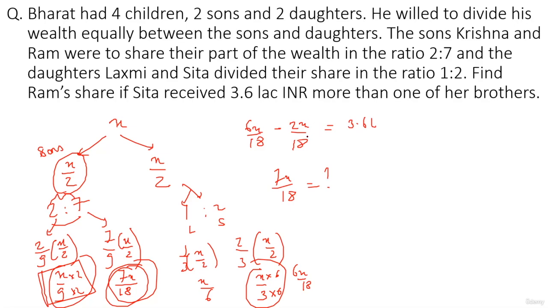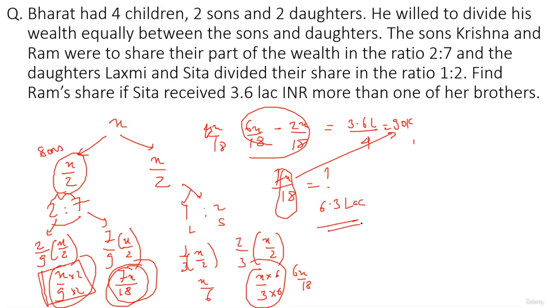All right. So from this equation, you can see that 4x upon 18 is equal to 3.6 lakhs, or basically x upon 18 is 3.6 upon 4, which is 90,000. Right? So 7x upon 18 कितना हो जाएगा? 7 times x by 18, which is 7 into 90,000, which is 6.3 lakhs. That's the share of Ram.